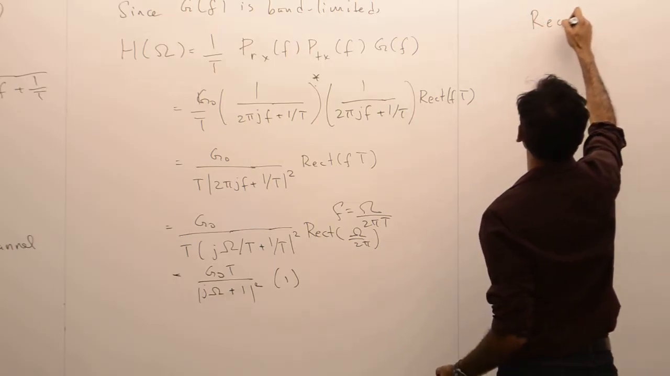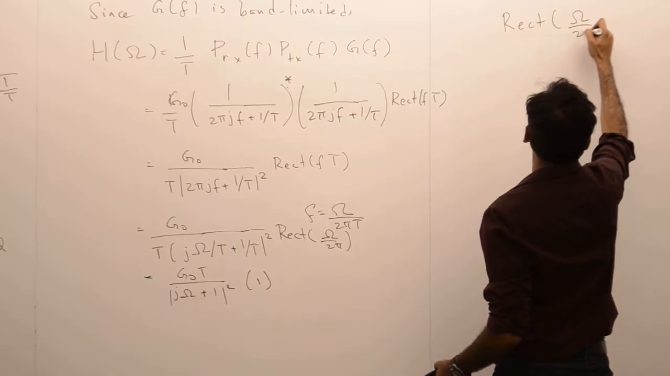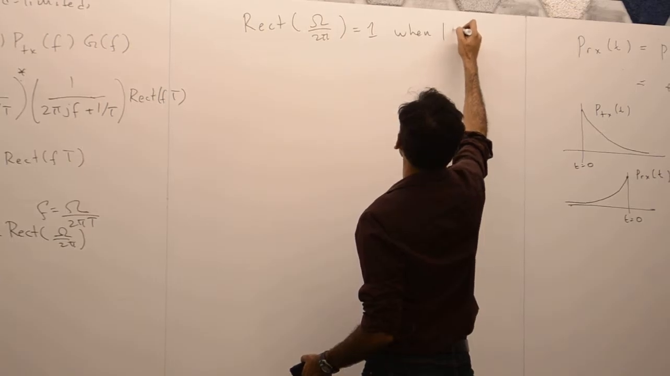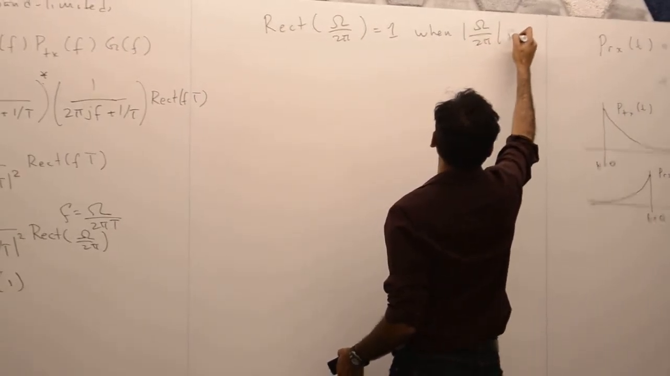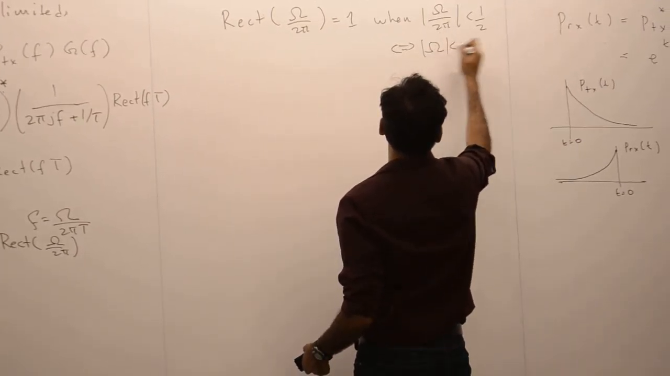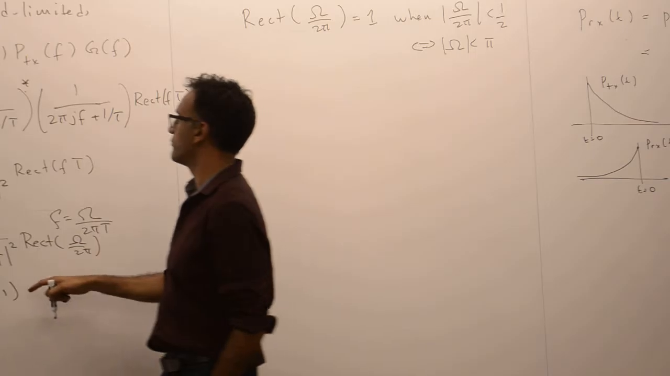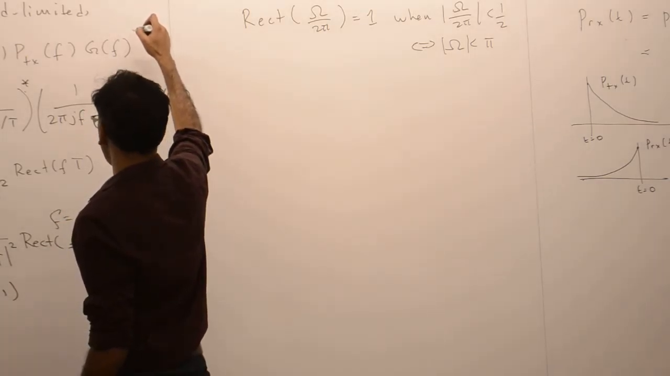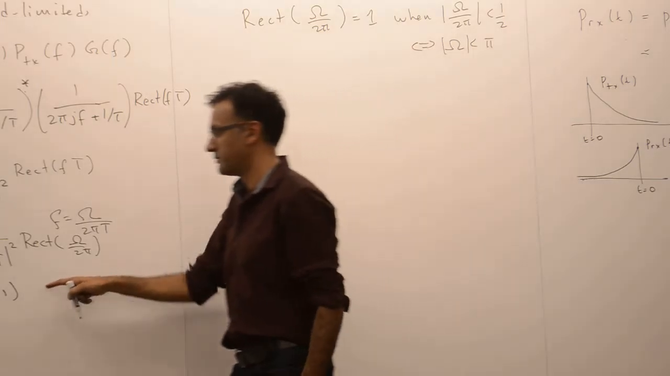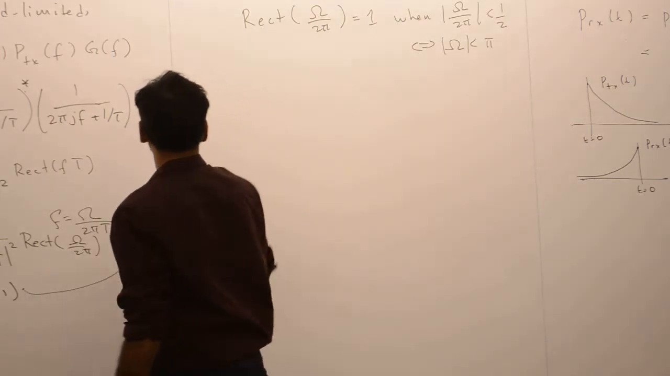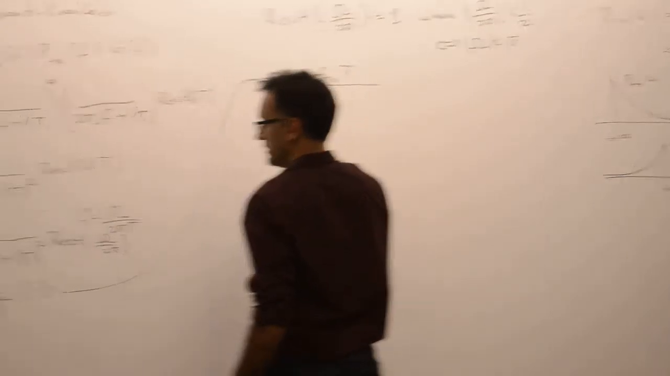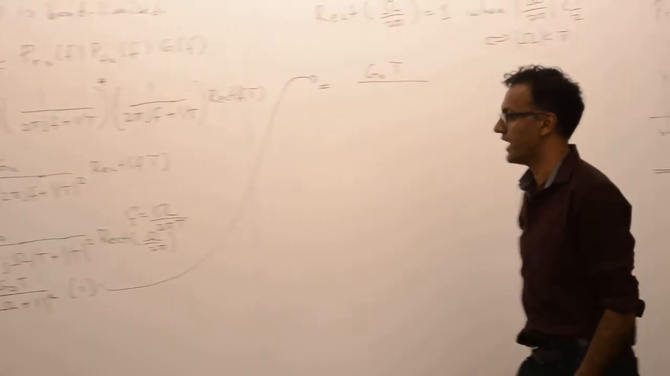Now, because rect of omega over 2 pi is equal to 1 when absolute value of omega over 2 pi is less than 1/2, which is the same as omega is less than pi. For omega here, we're only interested in omega between minus pi and pi. So this guy here is equal to g naught times t times, what's the magnitude squared of that?